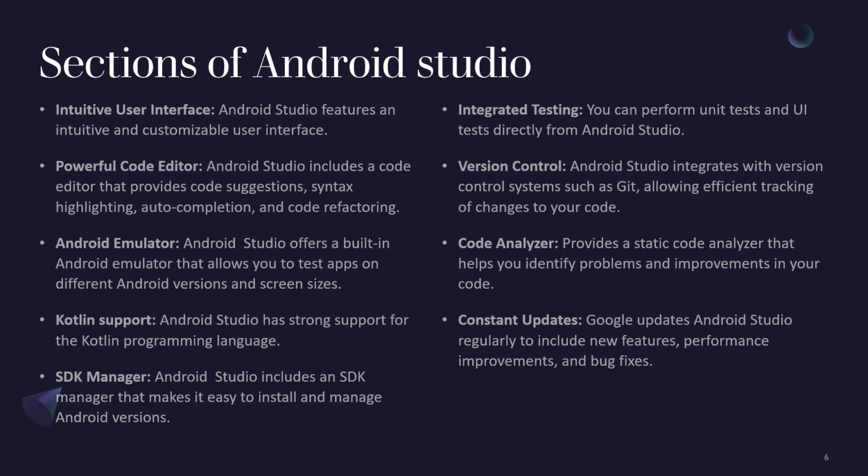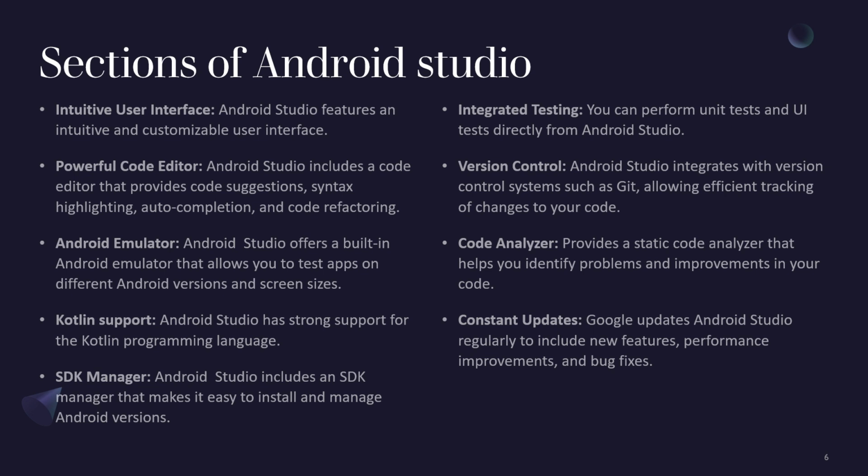Android Studio includes an emulator integrated in the application. So you select your phone or type of phone and emulate this phone for testing your application. Android Studio has coding support for programming languages and an SDK manager. The SDK manager makes it easy to install and manage Android versions.